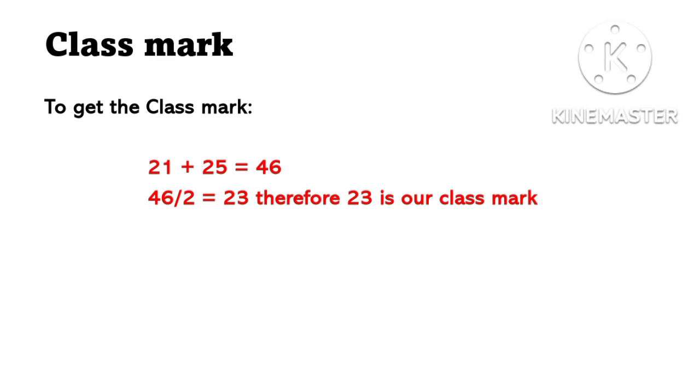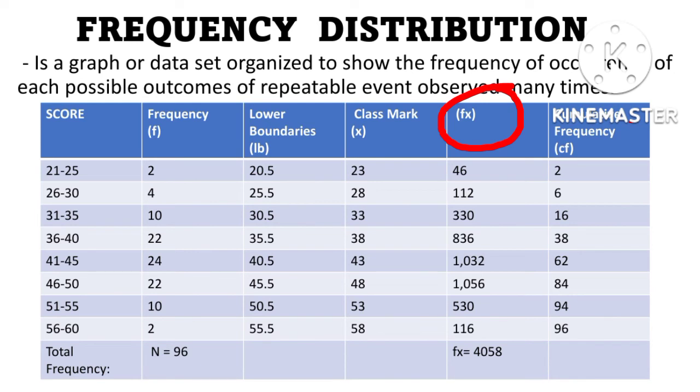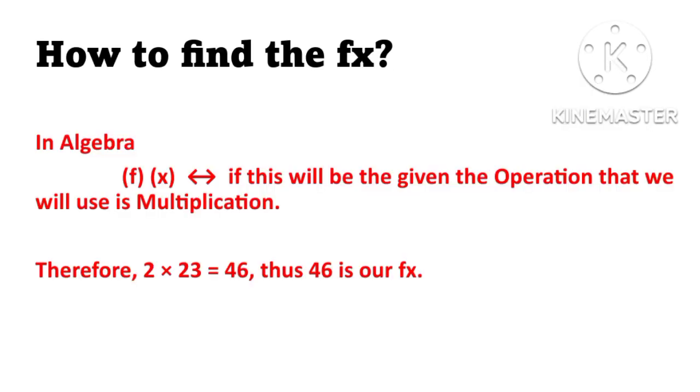Likewise, with the following scores, it is the same process. For fx, we just need to multiply the frequency by the class mark. The product of frequency and class mark will be the fx. In algebra, if this is given, the operation that we will use is multiplication. Therefore, 2 times 23 is equal to 46. Thus, 46 is our fx.